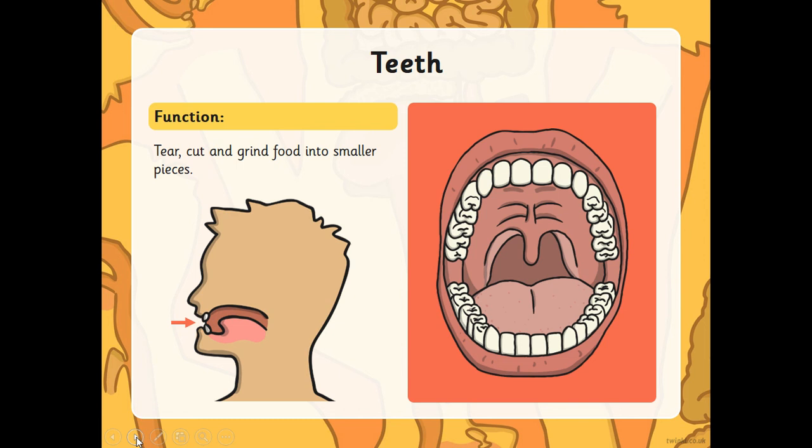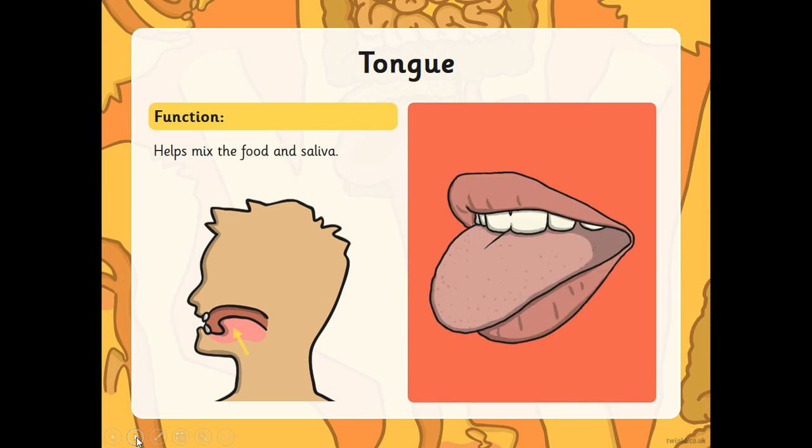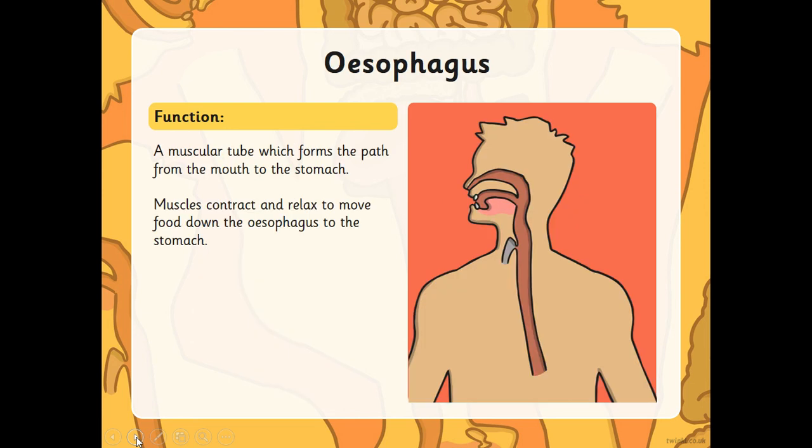So moving on then, we've got the tongue, helps mix the food and saliva, also helps you taste the food. Then we've got the esophagus, which we've looked at before, so that's the muscular tube which forms the path from the mouth to the stomach. The muscles contract, so squeeze and relax to move food down the esophagus into the stomach.